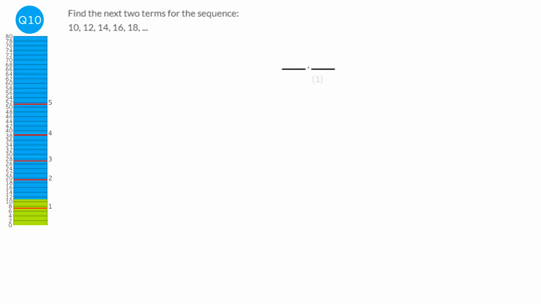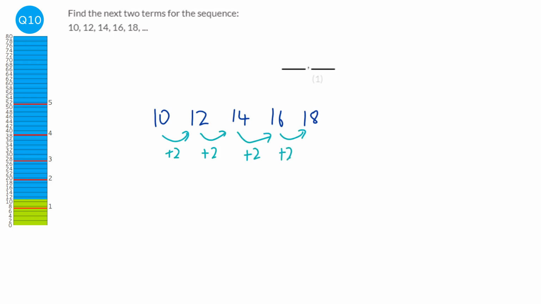So we're going to start off by writing the sequence out, and what you might notice straight away is that each of the terms is increased by 2. And so we're asked to find the next 2 terms. So we're just going to keep this pattern going. So increase it by 2, that would be 20. Increase by 2 again, and that would be 22.